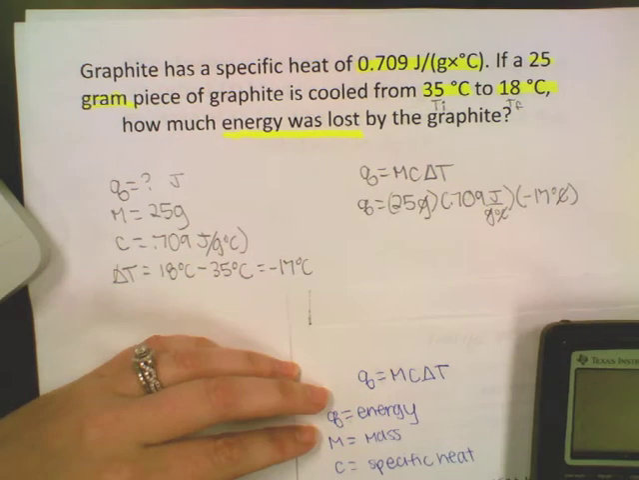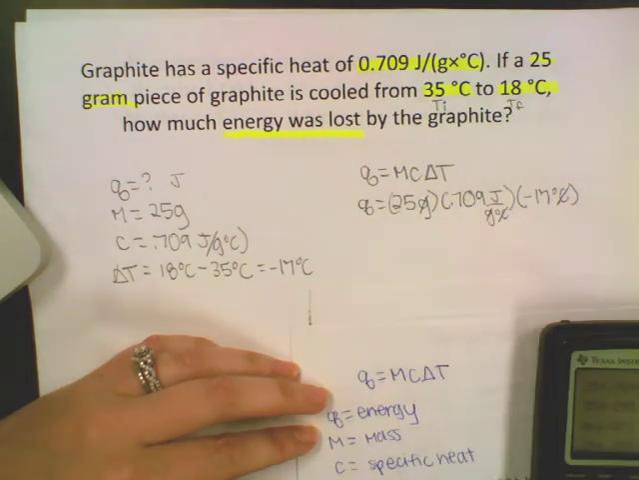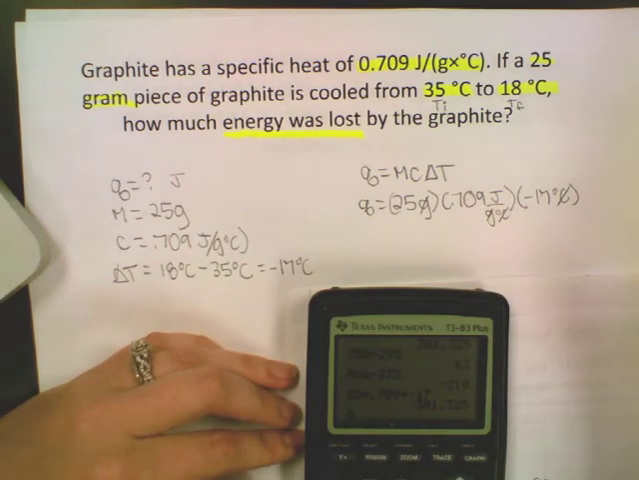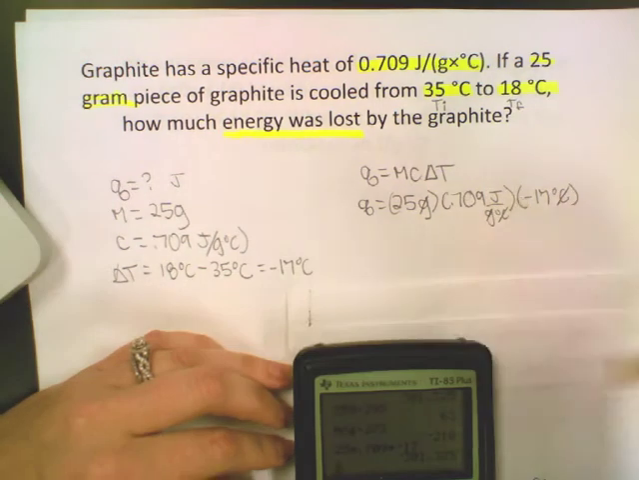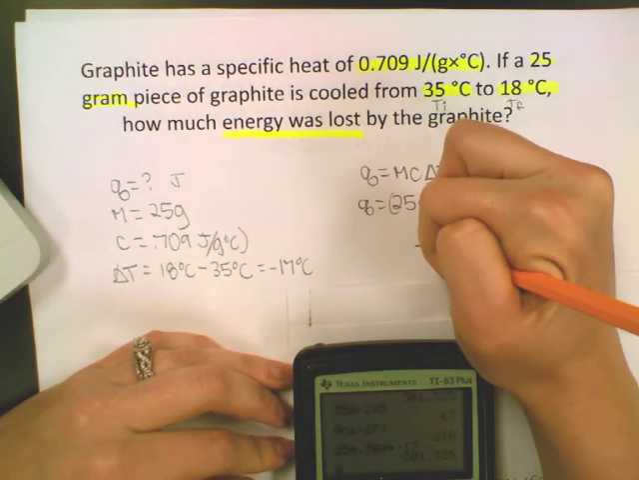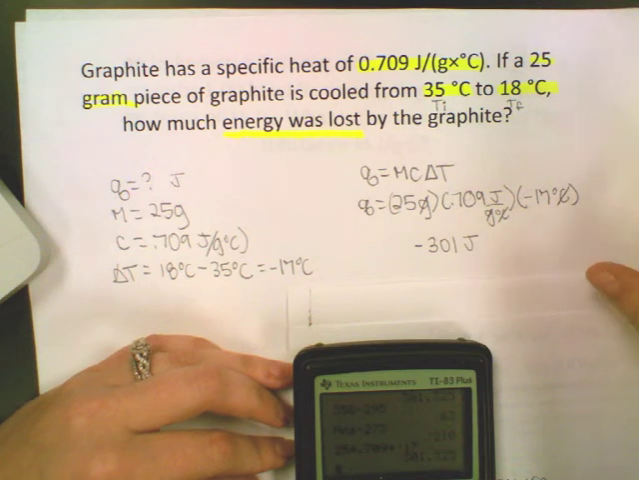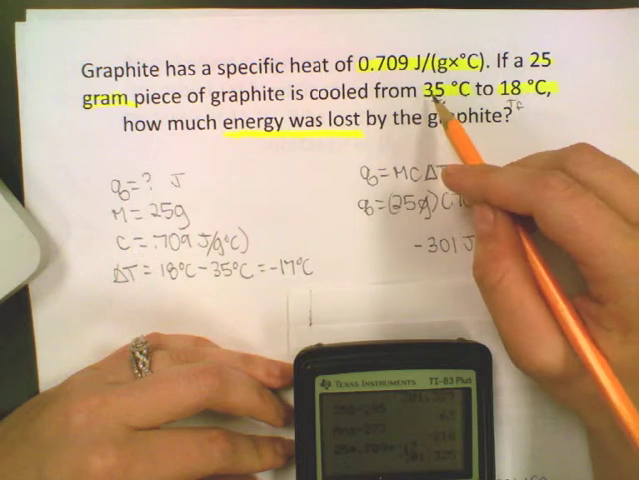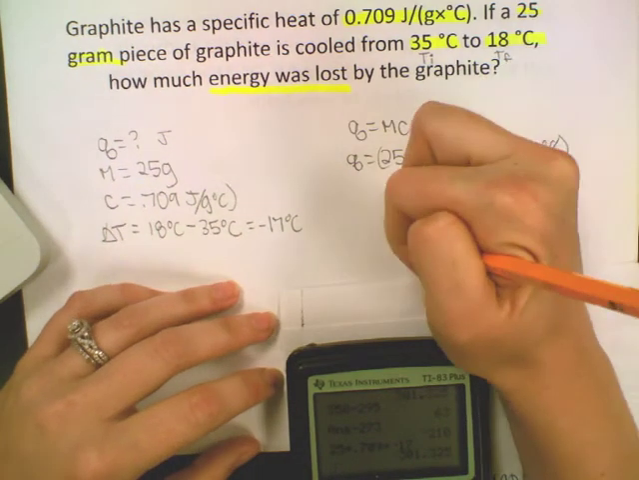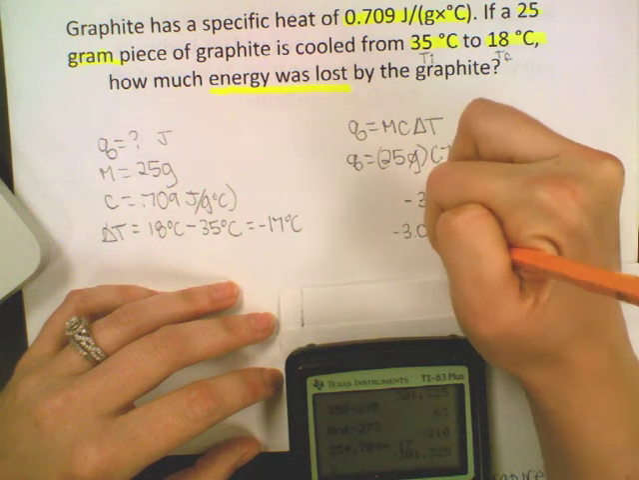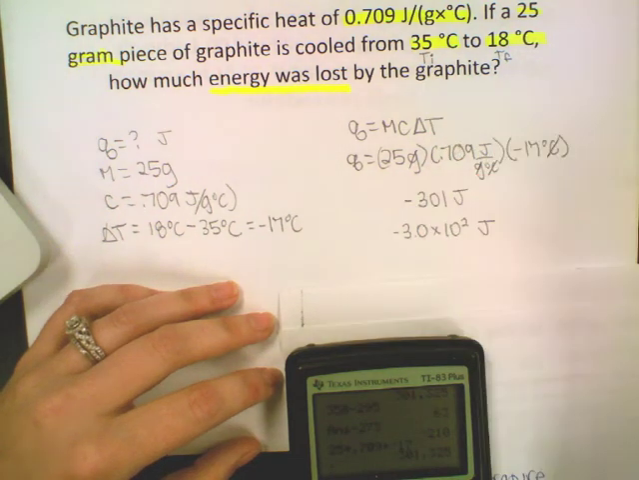So 25 times 0.709, okay, we're just multiplying all these values, times negative 17, and you'll get negative 301.325. So let's just round that to negative 301. Remember, we said that the unit that we end up with is joules. If we were going to use significant figures for this problem, the least accurate measurement has 2 sig figs. So I'm going to go ahead and round that. So we're going to get negative 3.0 times 10 to the 2 joules.